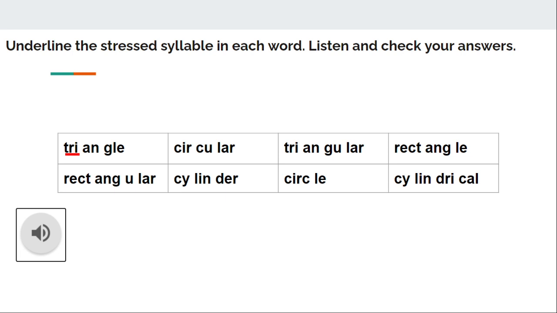Okay, so in the first word, triangle, the stress falls on the first syllable. The second word, circular, the stress falls on the first syllable as well. So we have triangular, the stress falls on the second syllable. Rectangular, the stress falls on the first syllable. Rectangle, the stress falls on the second syllable. Cylinder, the stress falls on the first. Circle, also the stress falls on the first syllable. And cylindrical, the stress falls on the second syllable.